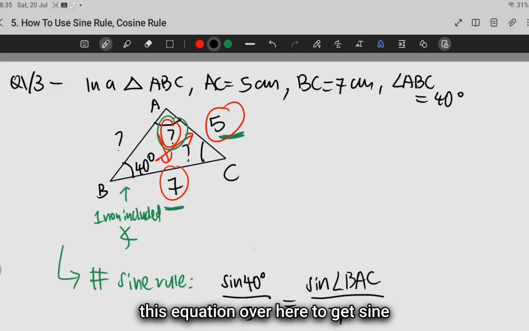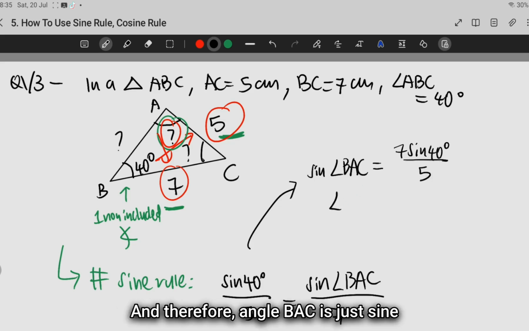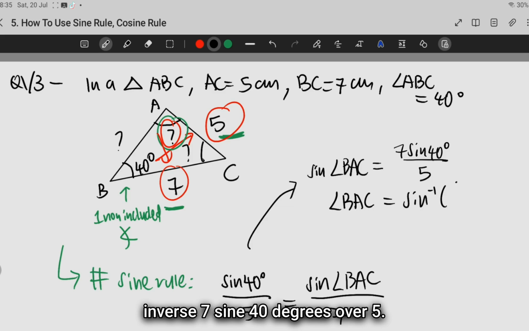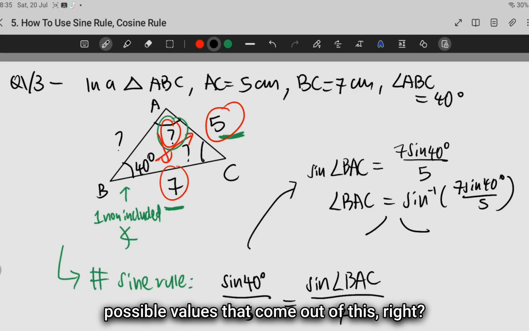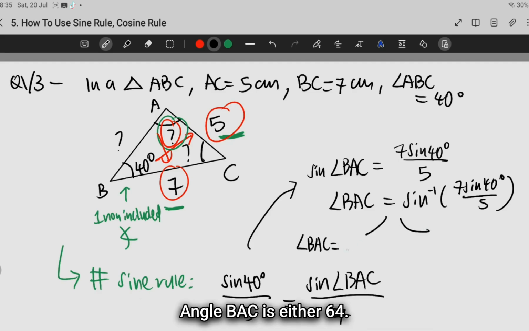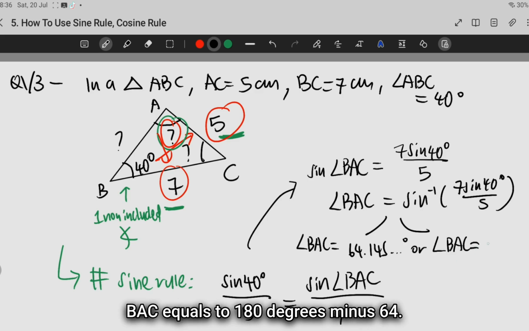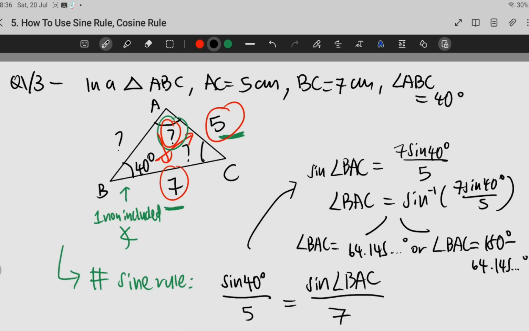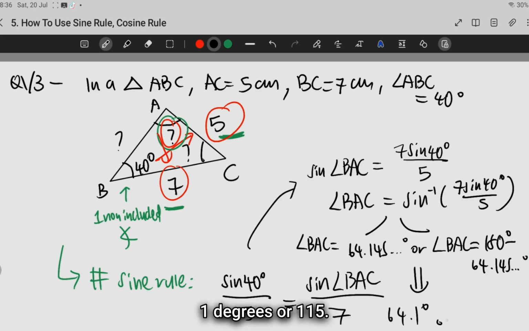And therefore, we can manipulate this equation over here to get sine angle BAC is 7 sine 40 degrees over 5. And therefore, angle BAC is just sine inverse 7 sine 40 degrees over 5. And you will realize that there are two possible values that come out of this, right? Angle BAC is either 64.145 degrees, or angle BAC equals 180 degrees minus 64.145 degrees. And that will give you either 64.1 degrees or 115.9 degrees to 1 dp.